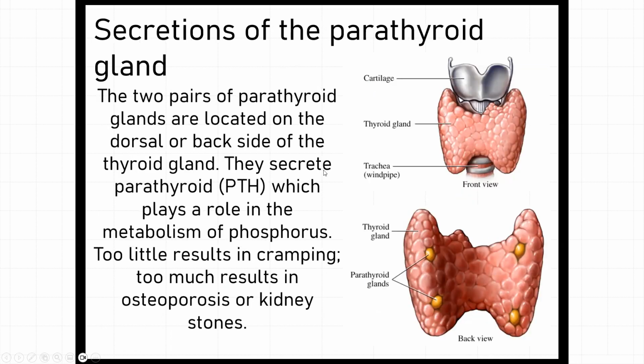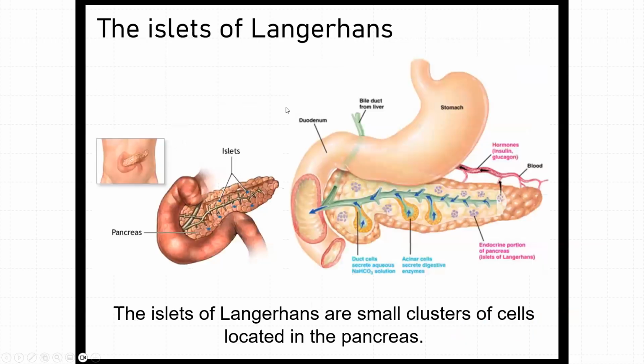Secretions of the parathyroid gland. The two pairs of parathyroid glands are located on the dorsal or backside of the thyroid gland. They secrete parathyroid hormone, which plays a role in the metabolism of phosphorus. Too little results in cramping, too much results in osteoporosis or kidney stones. It also regulates our calcium metabolism. Not the metabolism, but you can say the serum calcium level.